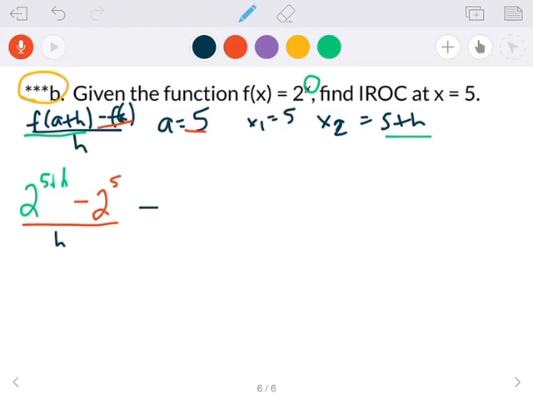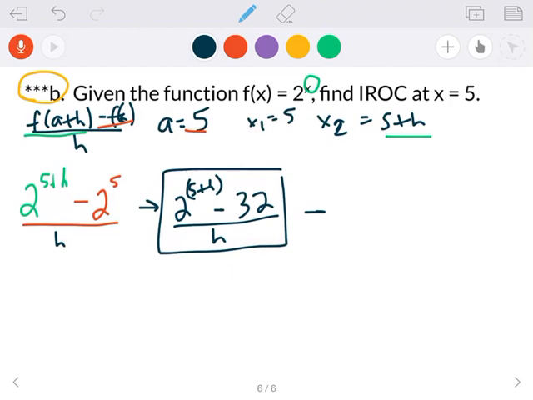A little bit. We know 2 to the 5th is 32. We could rewrite 2 to the 5 plus h as 2 to the 5th times 2 to the h, but it doesn't really help us very much. So we're just going to leave it like this. And since there's no h in every term, we can't get rid of the h in the bottom. So this is our final IROC expression.